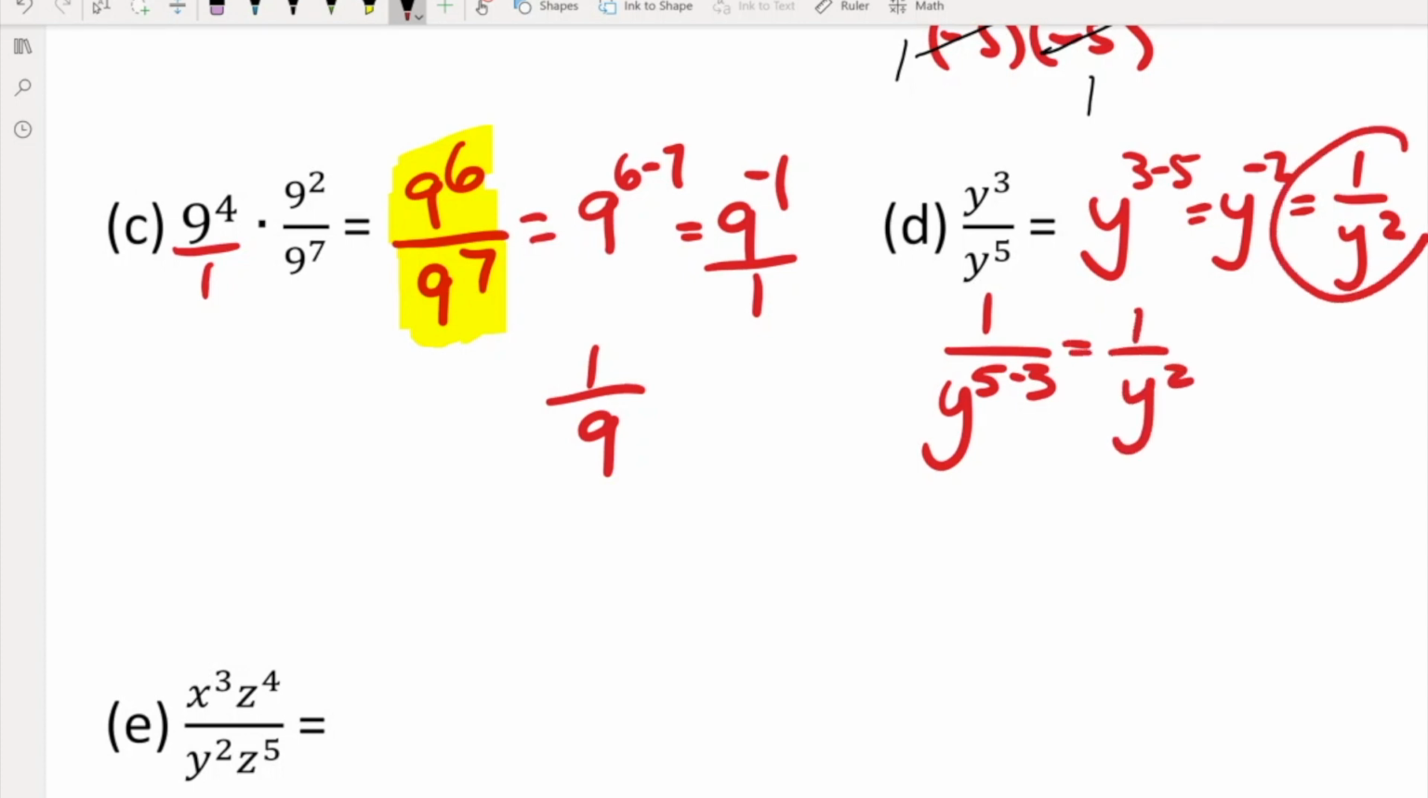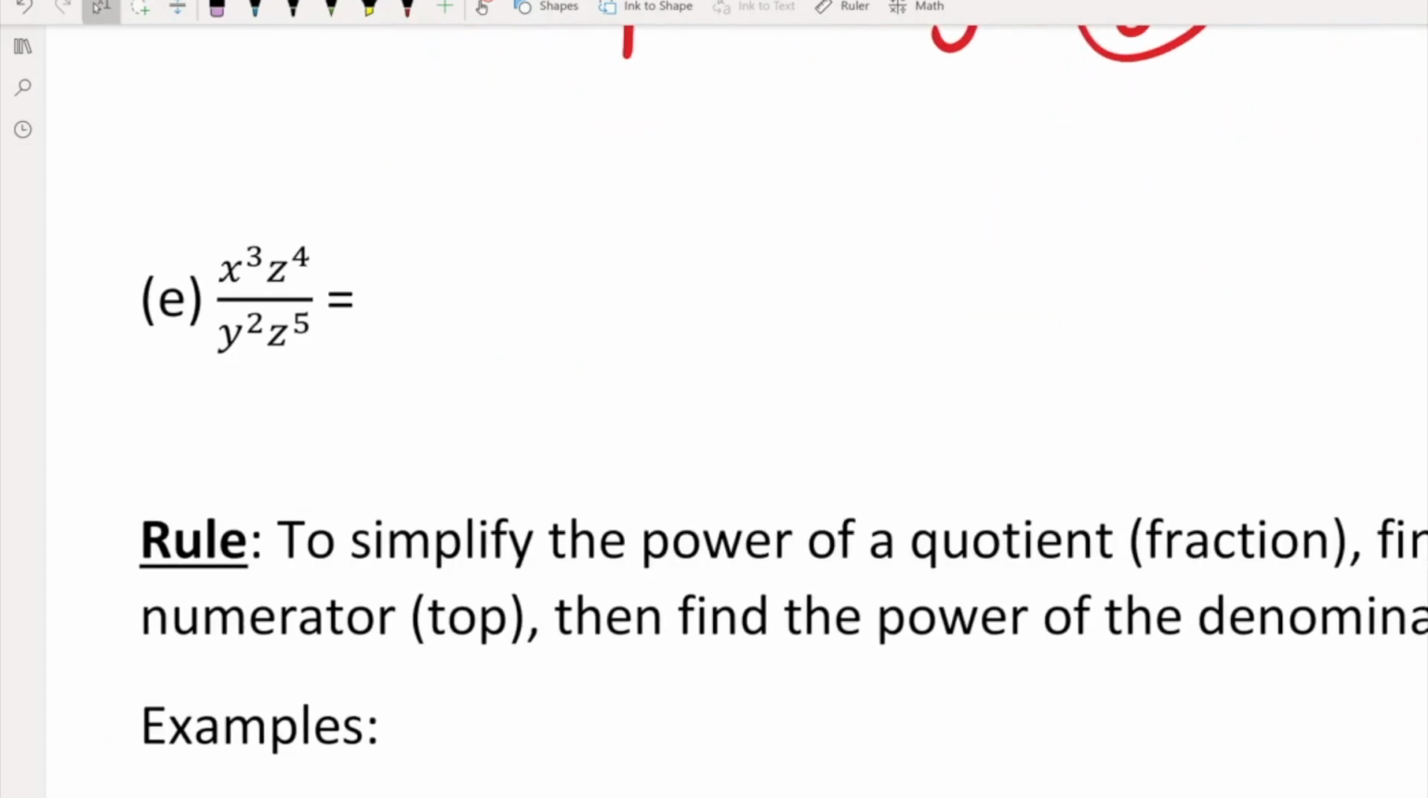Either way you want to look at it is fine. It takes you to the same place. Example E, sometimes you might have an expression where nothing simplifies, like x. There's no other x here, so x to the 3rd is just going to stay where it is. There's no other y. Y to the 2nd is going to stay where it is.